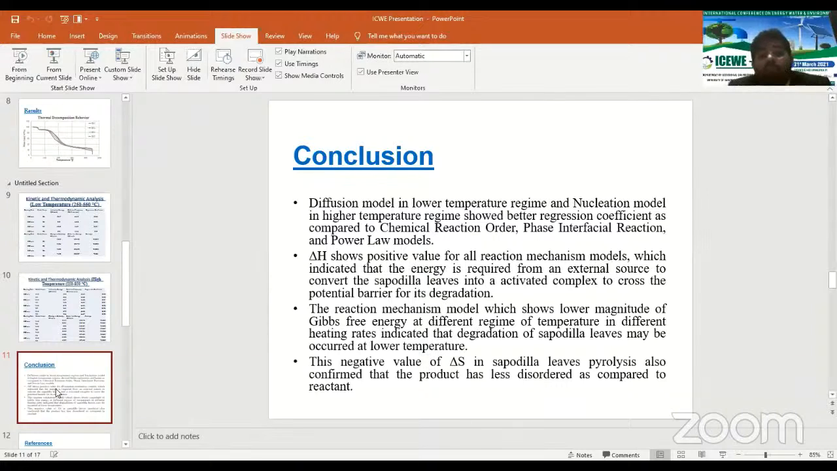The reaction mechanism models showed a lower magnitude of Gibbs free energy at different temperature regimes and different heating rates, which indicates that degradation of Sapodilla leaves may occur at lower temperature. The negative value of delta S also confirms that the product is in a well-ordered form, and this is due to the higher content of volatile matter and higher activation energy in the lower temperature regime. This biomass should be utilized for its conversion into bio-oil or biogas production. It is a suitable biomass, and in the future we can work on that. Thank you.